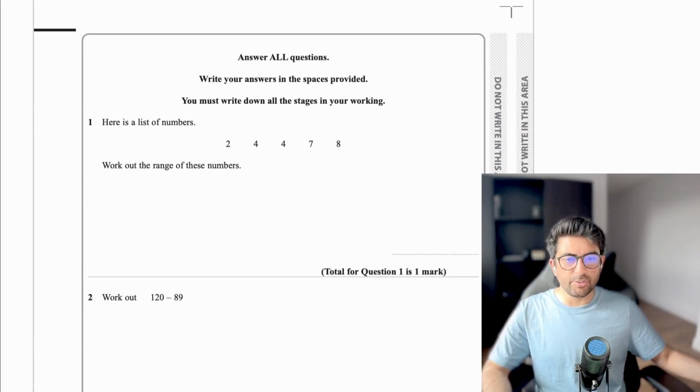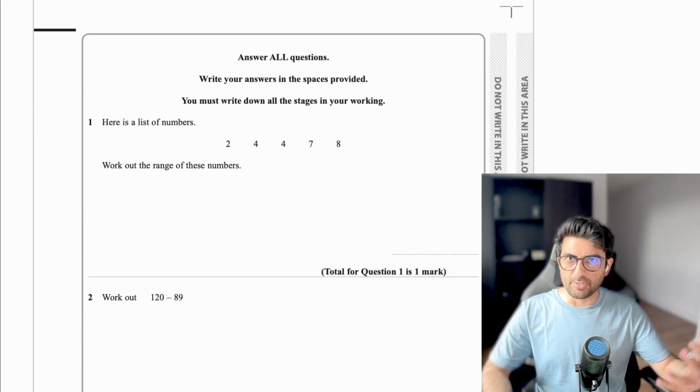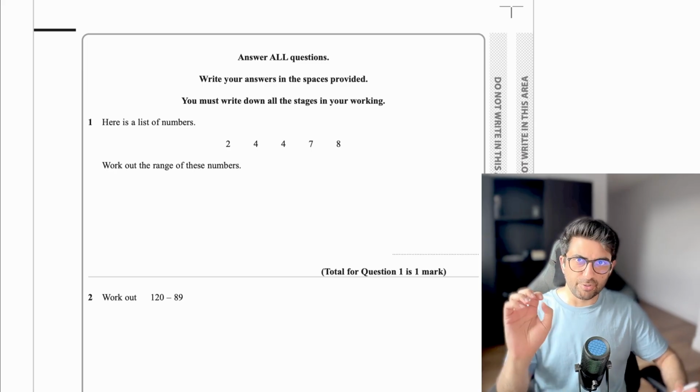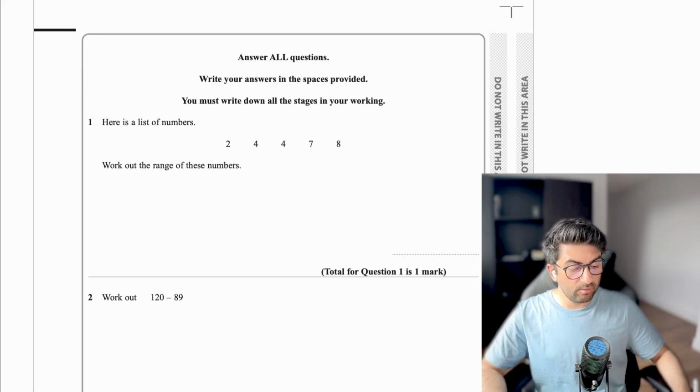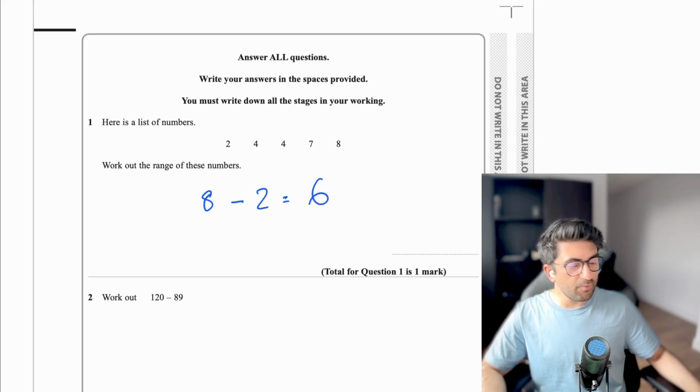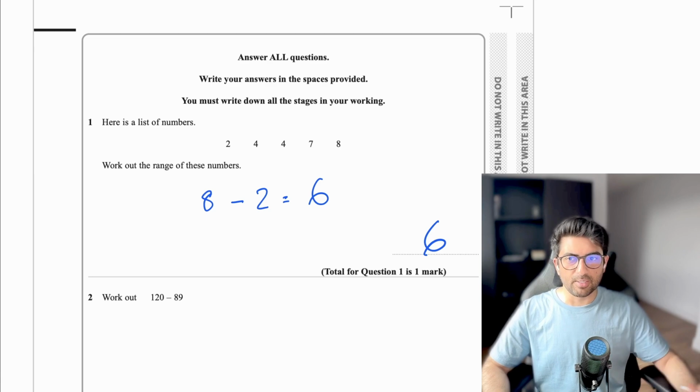Okay, so this first question asks us to work out the range of these numbers. Range is easy. It's just the biggest number, take away the smallest. So in this case, the biggest number is 8, smallest number is 2, take them away, we're left with 6. So our answer is 6. Nice easy start there, we like that.